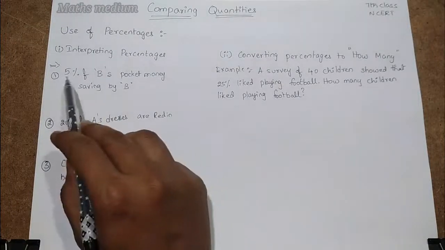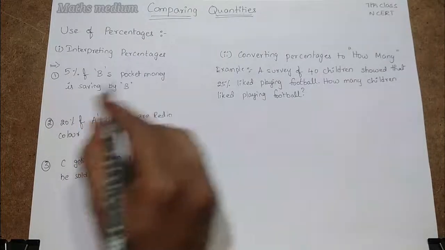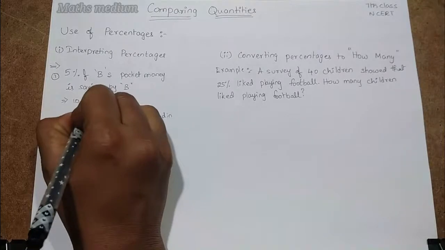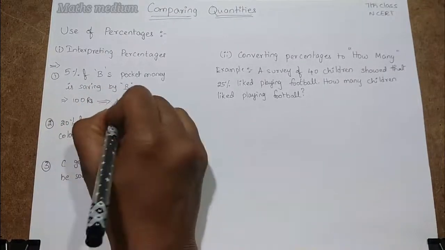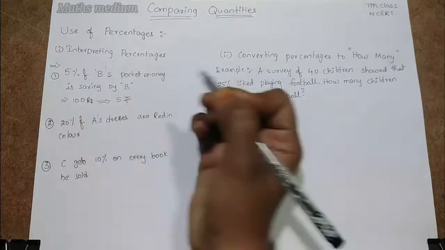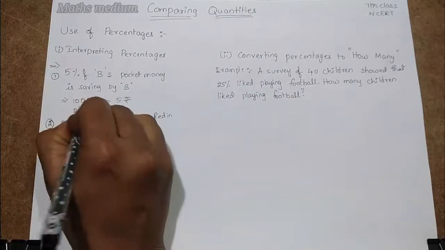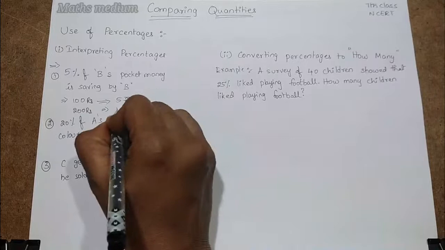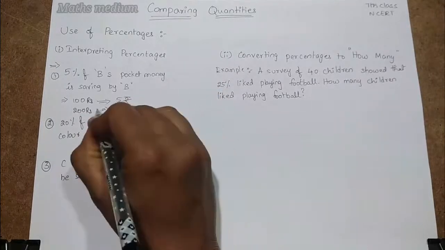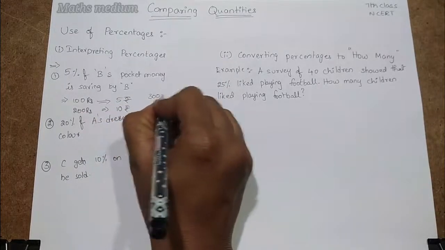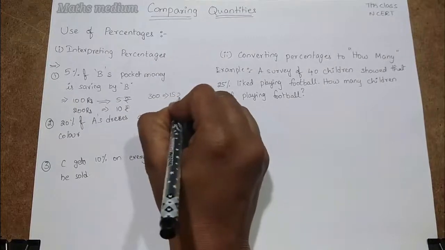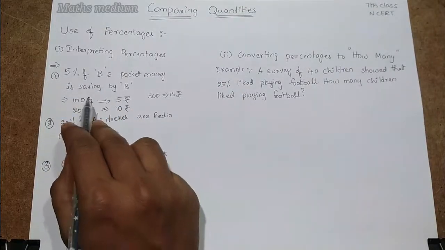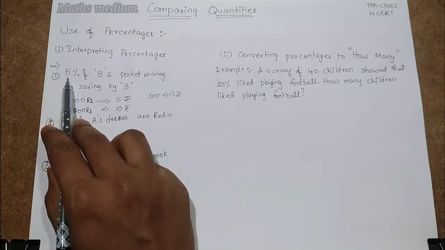See, here 5% of B's pocket money. It means if he got 100 rupees of pocket money, he is saving 5 rupees of money. If he gets 200 rupees, then he will double it, means 5 2s are 10 rupees. If he gets 300, guess how much? 15 rupees are saving by B. So that is the interpreting of the percentages with given relevant matter.